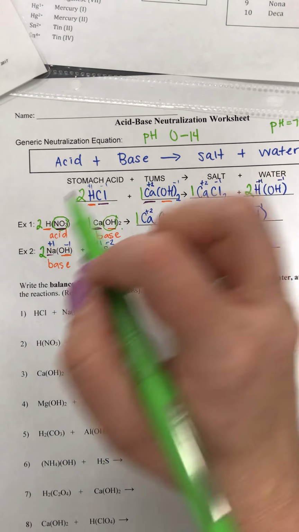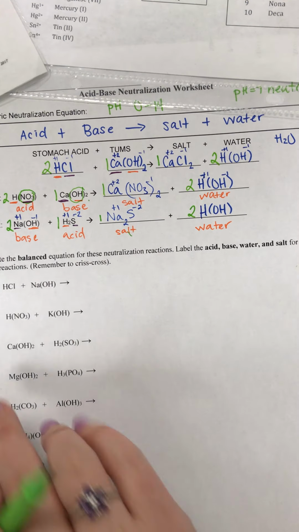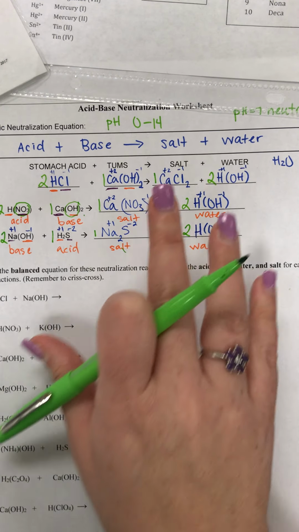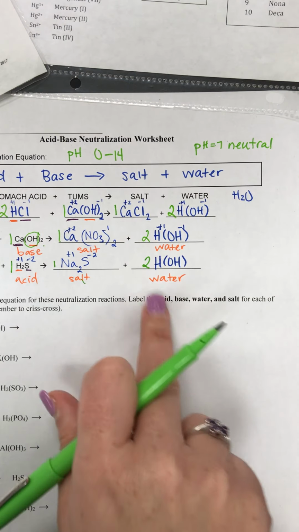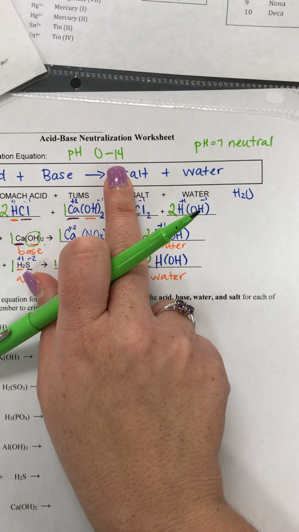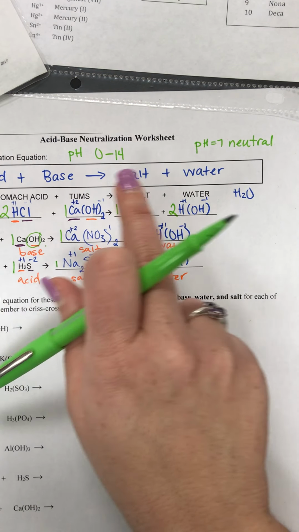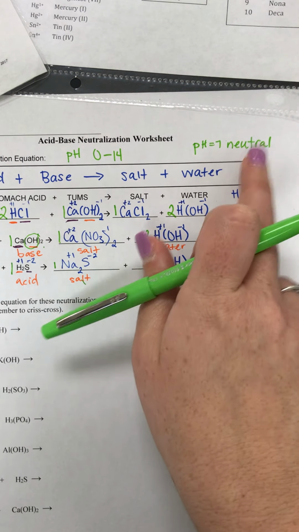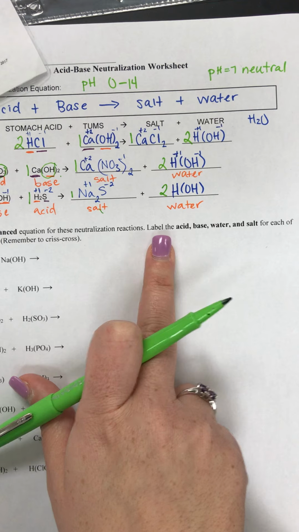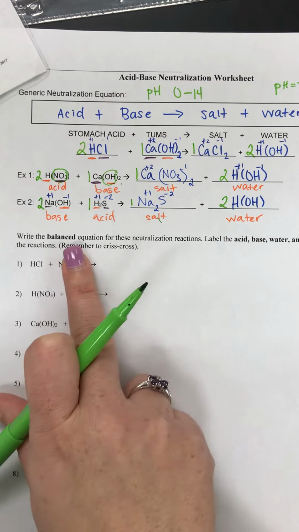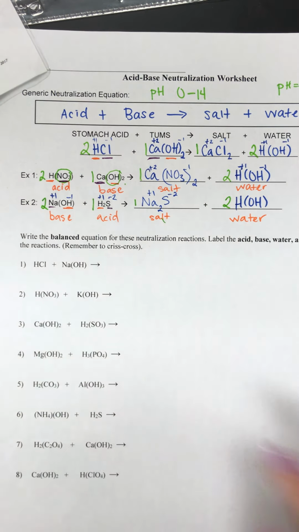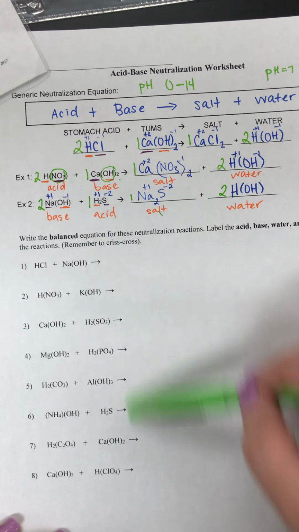Just to balance them. So the directions here, it's just these right here. You're going to write a balanced equation for these neutralization reactions. Remember, it's called neutralization because it makes water, which has a pH of 7. It's exactly in the middle of the pH scale, which is 0 to 14. Acids are 0 to 6, bases are 8 to 14. Exactly 7 is neutral, and that's why it's called neutralization. It makes water. It says label the acid, base, water, and salt for each of them. And then you're going to crisscross, just like I showed you in the 2 examples. So it's just these questions here, these 8 questions.